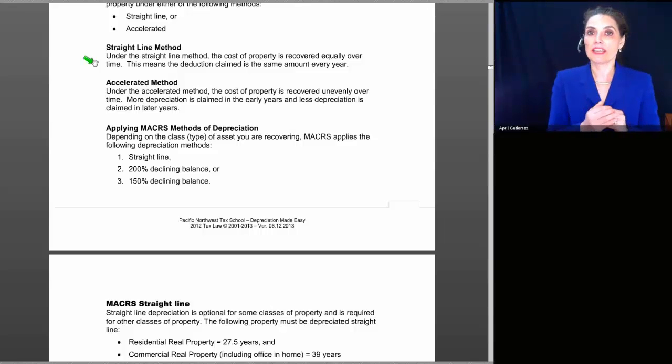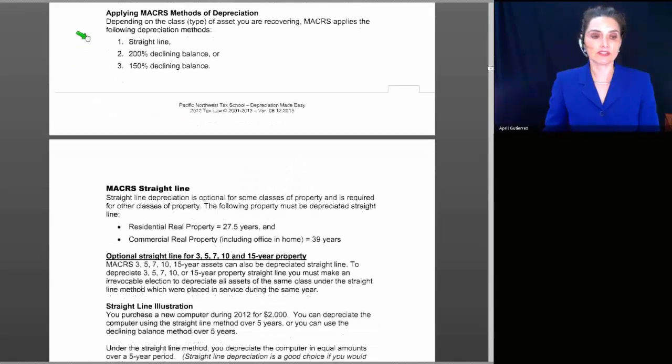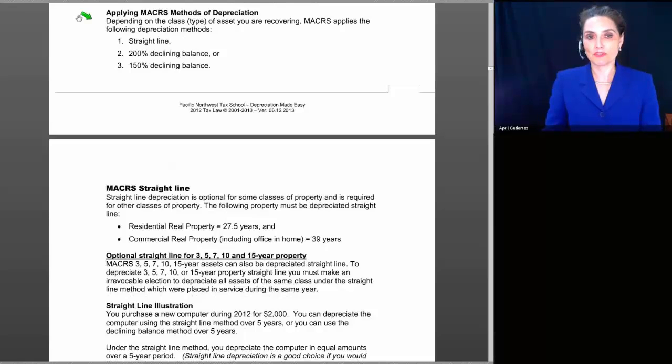But now we're going to have to take similar types of concepts and start applying accelerated depreciation. And under accelerated depreciation, we get to claim more depreciation than we do under straight line for a little while. So under the accelerated method, the cost of property is recovered unevenly over time. More depreciation is claimed in the early years, and less depreciation is claimed in later years. Applying these different methods, or applying the MACRS method of depreciation, is what we're going to be focusing on now.